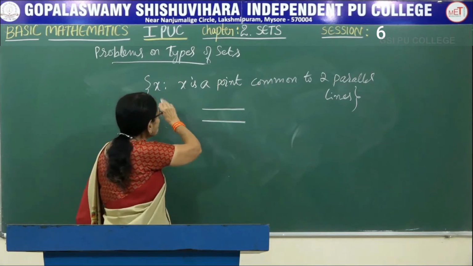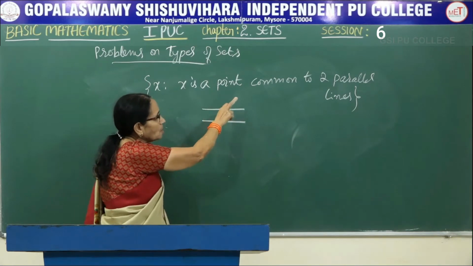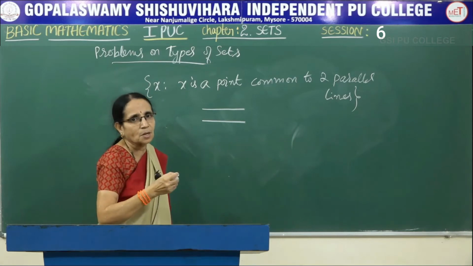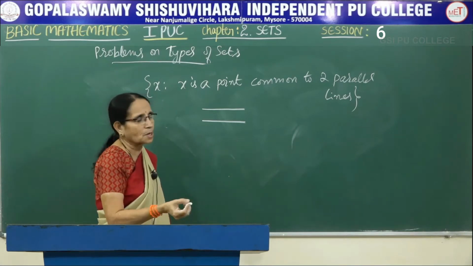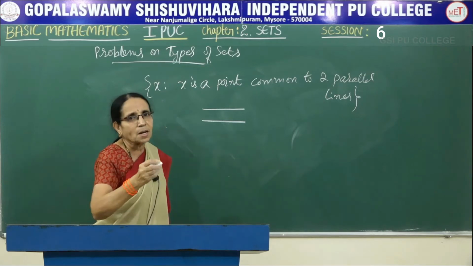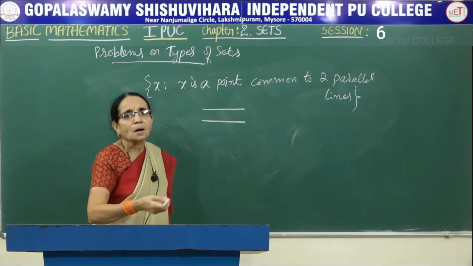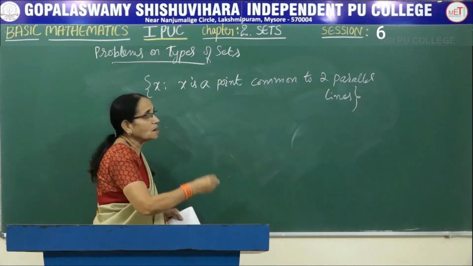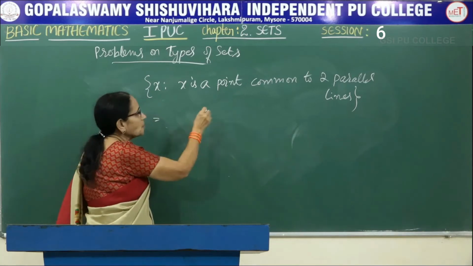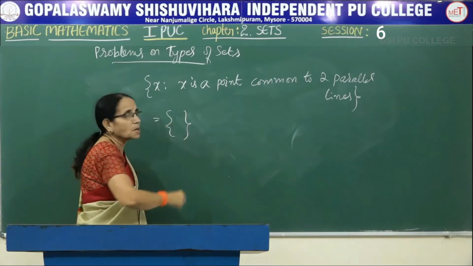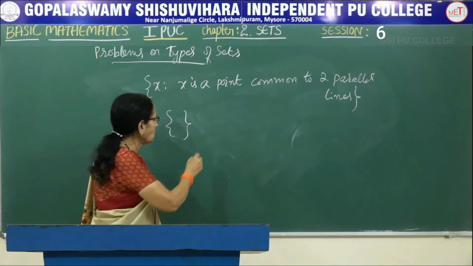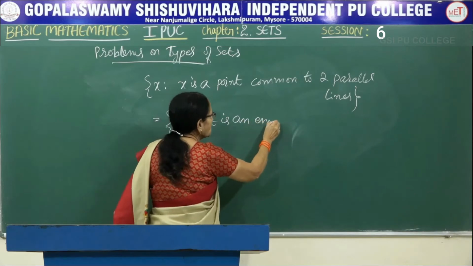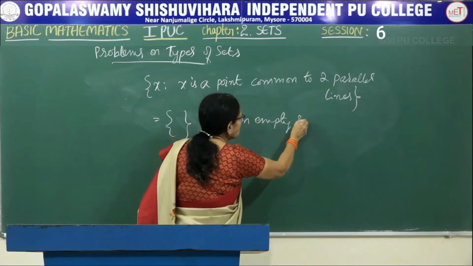So X contains all x such that x is a point common to two parallel lines, or it can also be given as a point of intersection. Common point means the point of intersection. When the parallel lines do not meet at all, there cannot exist any common point. So how do you write this one? What type of set does it become? There cannot exist any point which would satisfy the condition. So that means it becomes an empty set. You have to write it is an empty set or a null set.